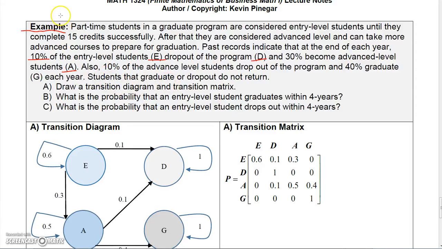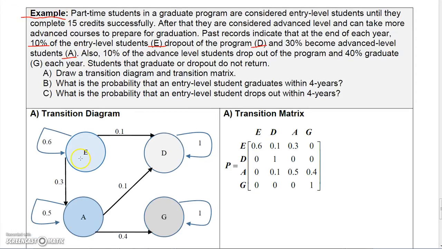So let's draw a transition diagram and a transition matrix. So I've got four circles here. E is the entry-level students, A is the advanced level students, D means they drop out, and G means they graduate. Okay? So let's talk about the entry-level students. Now, on the entry-level students, it says 10% drop out. So 10% travel to this state. Okay?